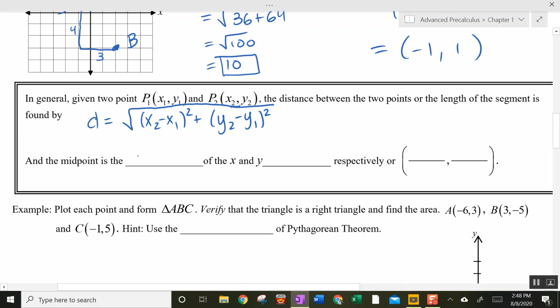Midpoint is simply the average of the two x and y values, or in this case, add up the x values and divide by 2, add up the two y values, and divide by 2.